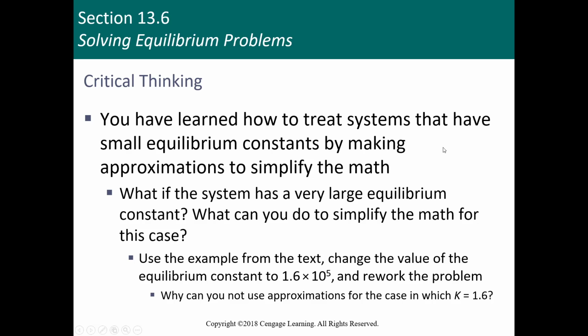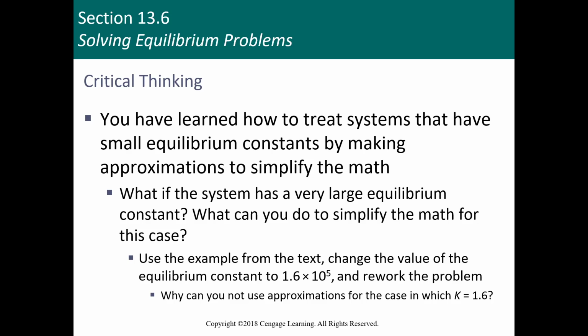All right, you have learned how to treat systems that have small equilibrium constants by making approximations to simplify our math. What if this system has a very large equilibrium constant? What can you do to simplify the math for this case? So think about something like 1.6 times 10 to the 5th, and then try to work a problem with it.